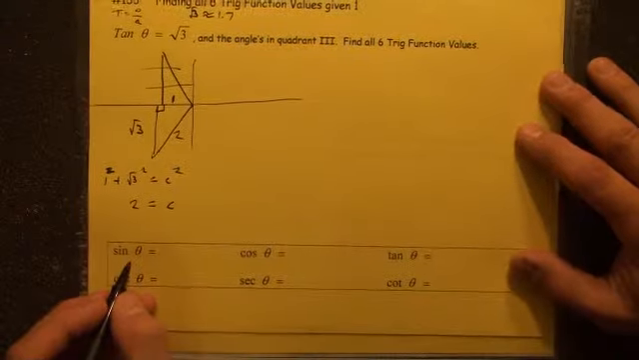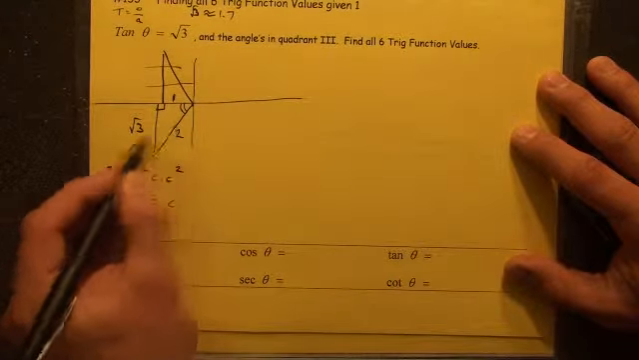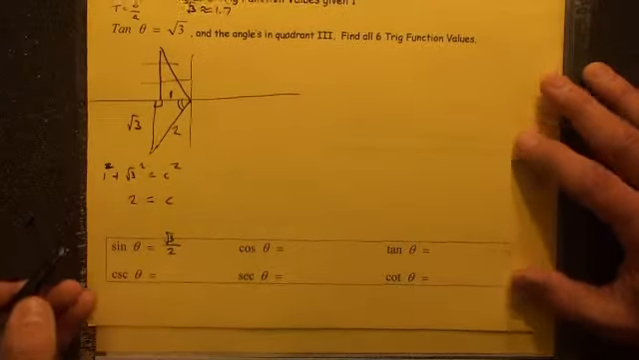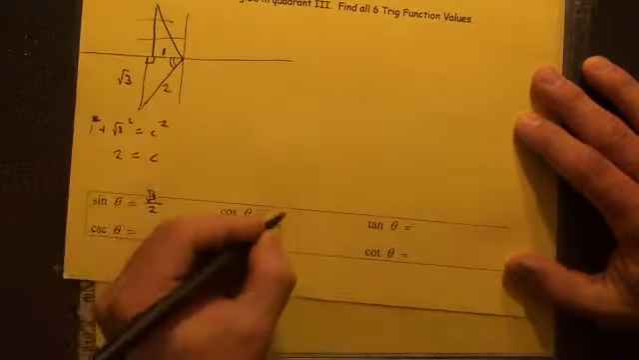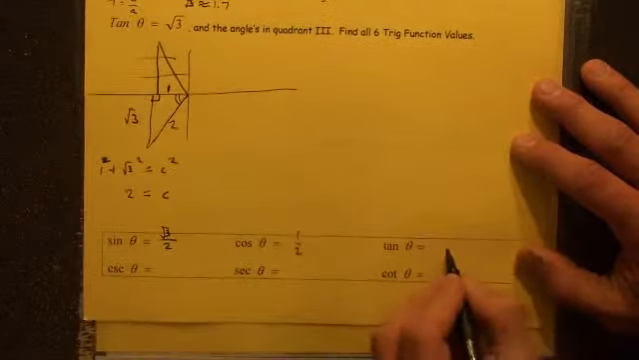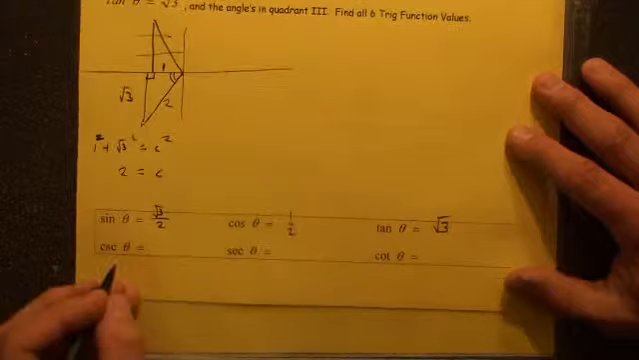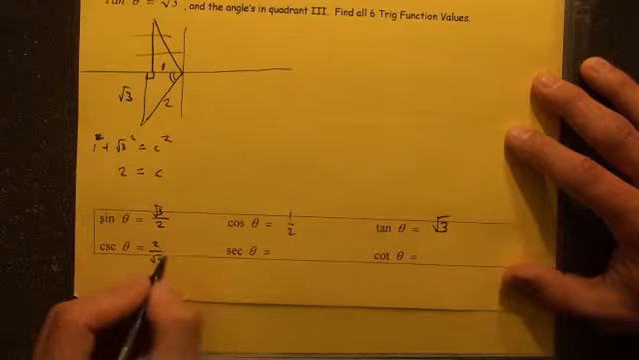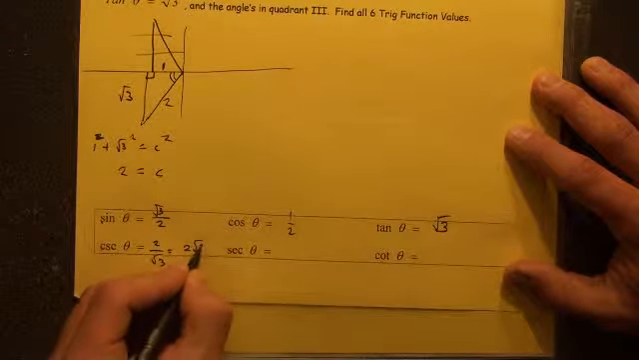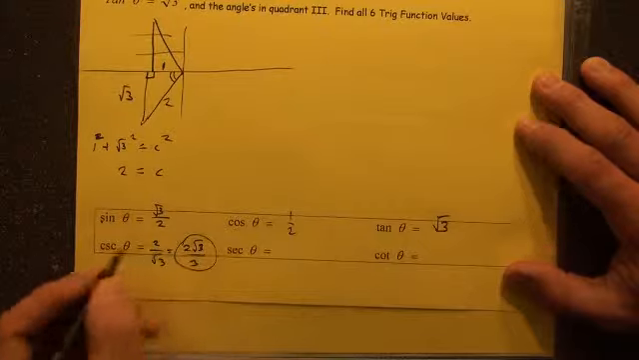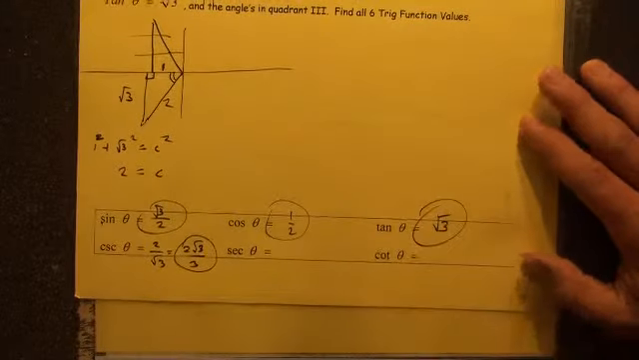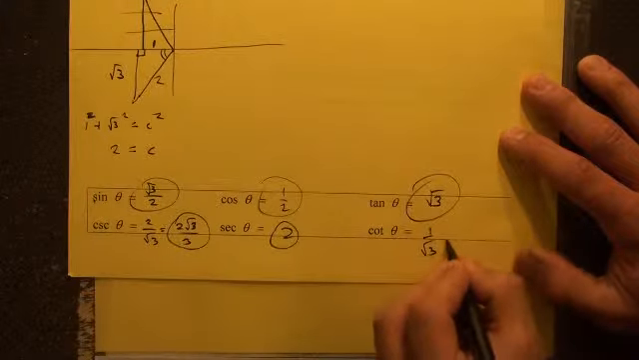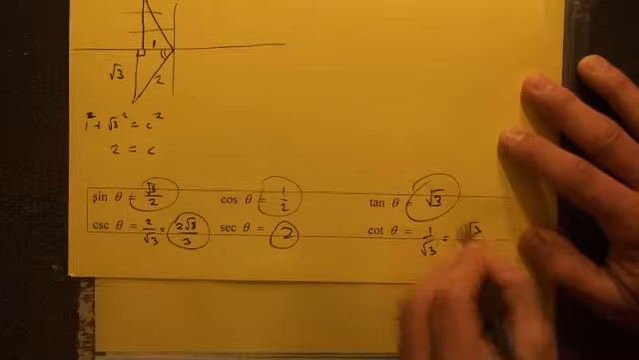Now, find all 6 trig function values. Well, we know that sine would then be opposite over hypotenuse, so that would be root 3 over 2. Cosine would be adjacent over hypotenuse, that would be 1/2. And then tangent, they already told us that was root 3. Then cosecant would simply be the inverse of sine, so 2 over root 3, which gives us 2 root 3 over 3 after rationalizing the denominator. Secant would be just 2 over 1, and then cotangent would be 1 over root 3, which becomes root 3 over 3.